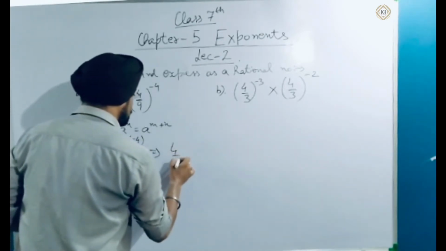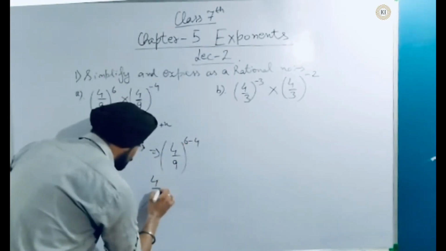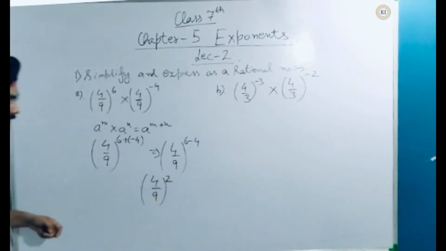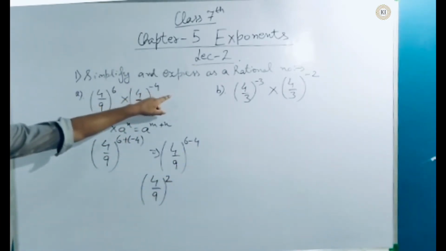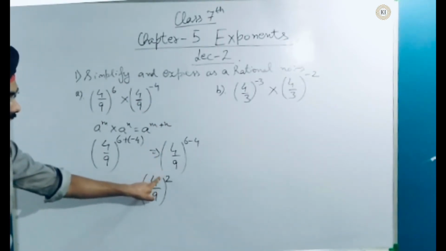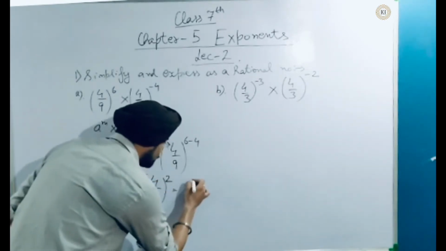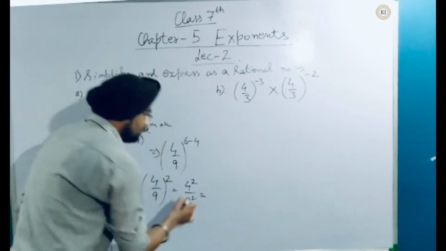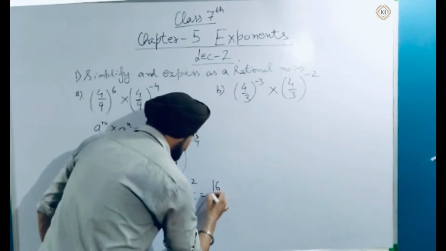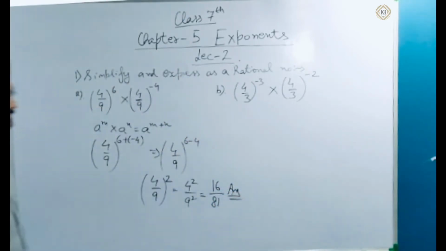So 4 upon 9 to the power 6 minus 4 will be 2. We have to express this number as a rational number. So when you open the bracket, this 2 will come on the numerator also, and this 2 will come on the denominator also. So we can write 4 square upon 9 square. 4 square means 4 multiplied by 4, it will be 16, and 9 square means 9 into 9 will be 81, and this will be our answer.